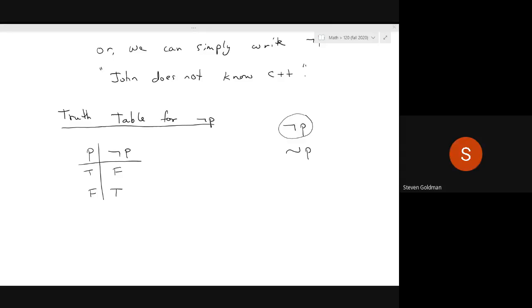Professor, I have a question. Does it matter if the letter is capitalized, like P, or lowercase? Usually we use lowercase letters. We'll use capital letters for other things. Oh, so it does matter.